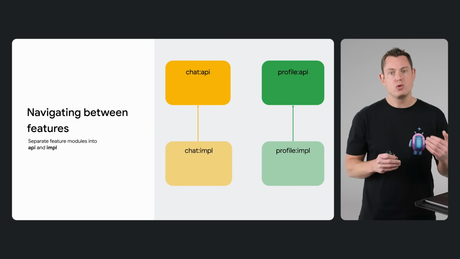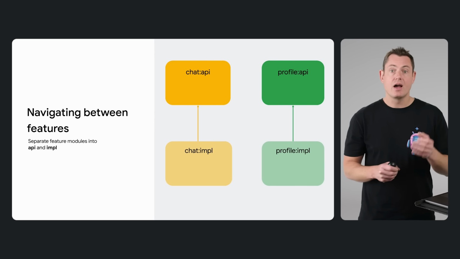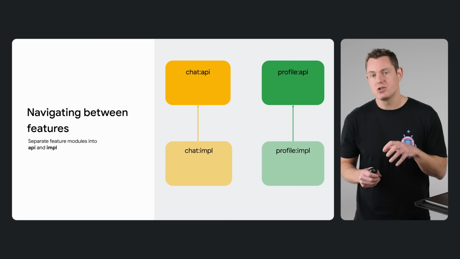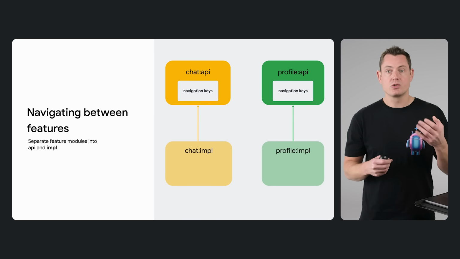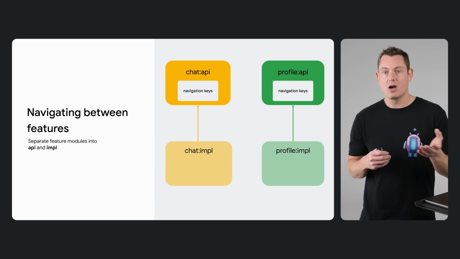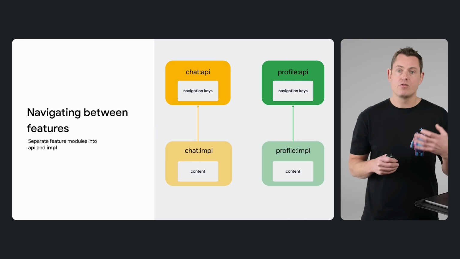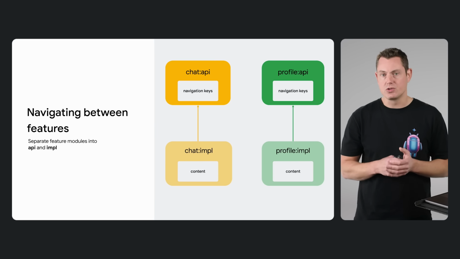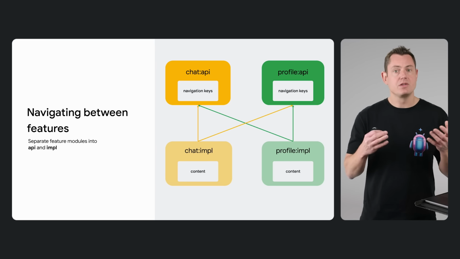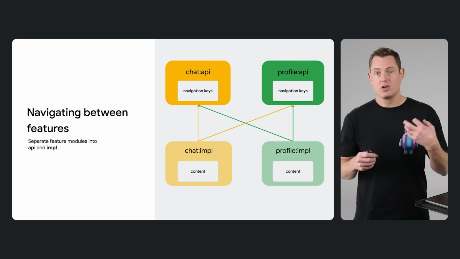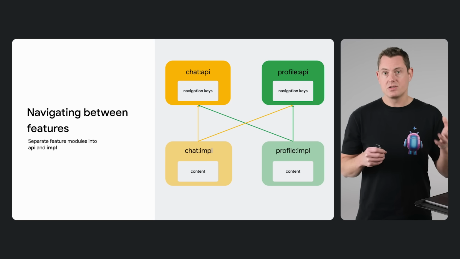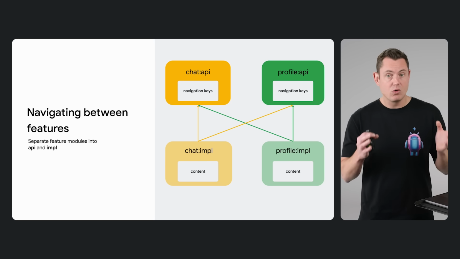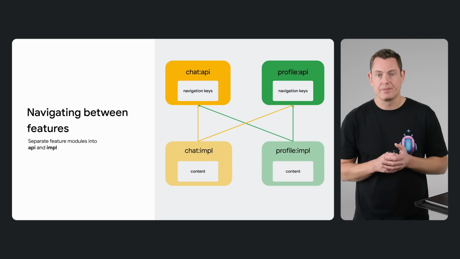You can create two submodules for each feature, an API module and an implementation module. The public classes, including the navigation keys you want to expose for each screen, go into the API module, and the content for that module goes into the implementation module. This structure means that one feature's implementation module can depend on the other feature's API module for the screens that they need to navigate to. And this is all without creating circular dependencies. So let's see this in practice.